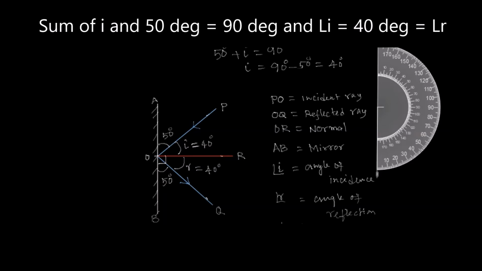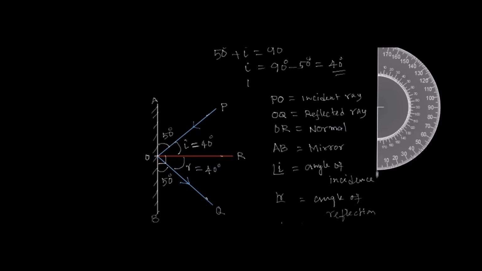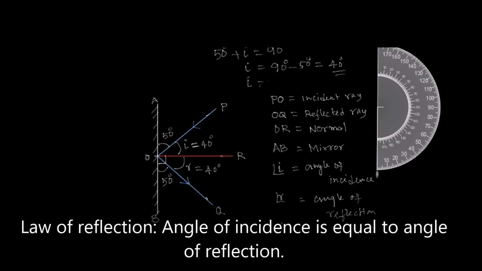The sum of angle I and 50 degree is equal to 90 degree. Therefore, angle I is equal to 40 degree. So, law of reflection states that angle I is equal to angle R. That is, angle of incidence is equal to angle of reflection.